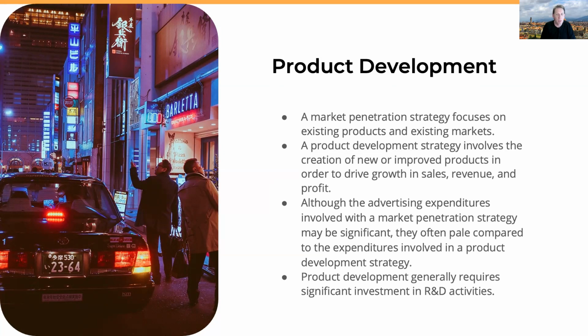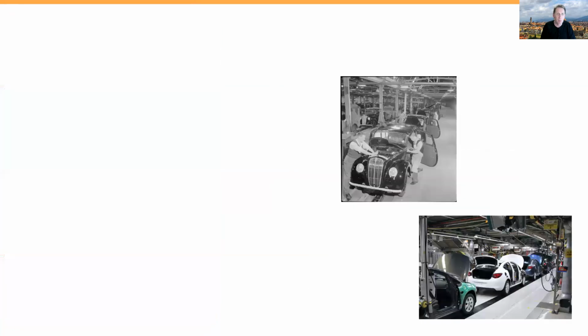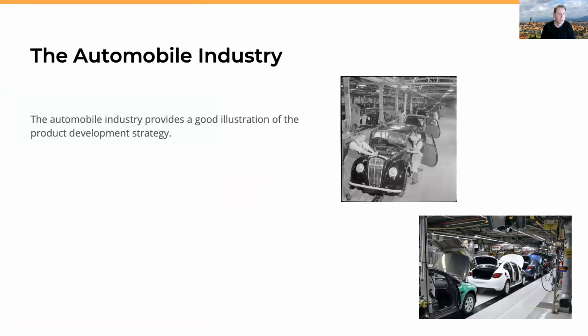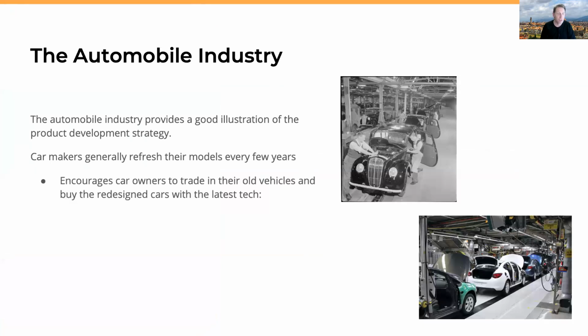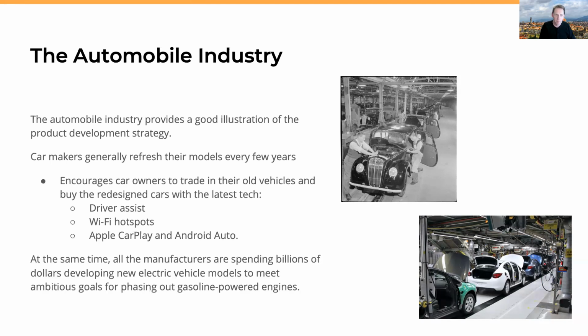So I want to give you an example. Let's look at the automobile industry. It is a good illustration of a product development strategy, because car makers generally refresh their models every few years. This encourages car owners to trade in their old vehicles and buy the redesigned cars with the latest tech, like driver assist, Wi-Fi hotspots, Apple CarPlay, or Android Auto. And at the same time, most of the manufacturers are spending billions of dollars developing new electric vehicle models to meet the ambitious goals for phasing out gasoline-powered engines.